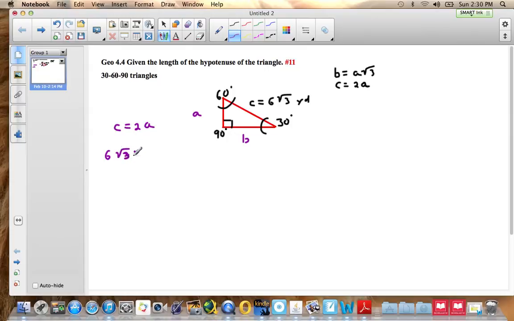Okay, 6 times the square root of 3 equals 2 times A. Now remember, I have to get A by itself. So to do that, I'm going to divide by 2. Then the 2s cancel, 2 goes into 6 three times, and I can make this a 3. So what I'm left with is 3 times the square root of 3 equals A. So for my final answer for A, I'm just going to say 3 times the square root of 3.